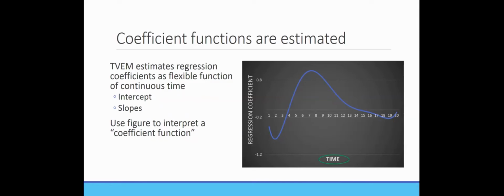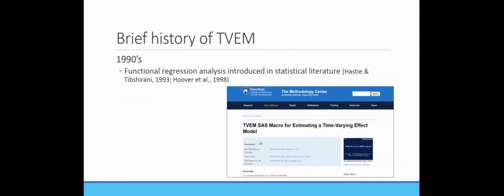And so you see time is on the x-axis, however time is coded in your data, and the regression coefficient is on the y-axis. Okay, let's step back for a minute. I just want to catch all of you up to speed. You're hearing today about time-varying effect modeling.